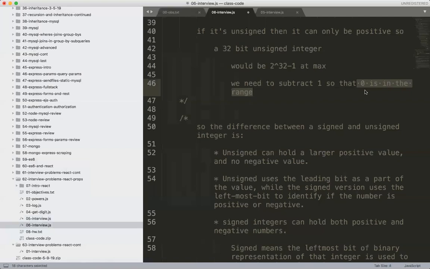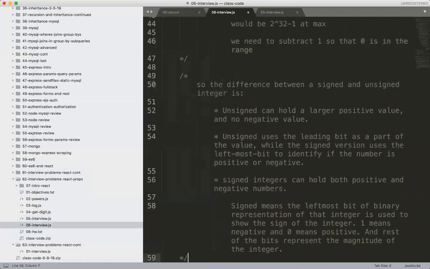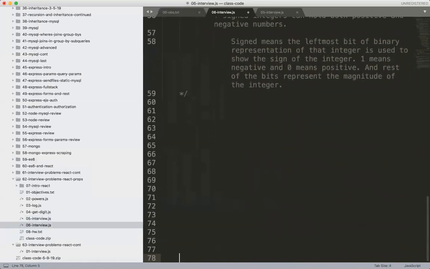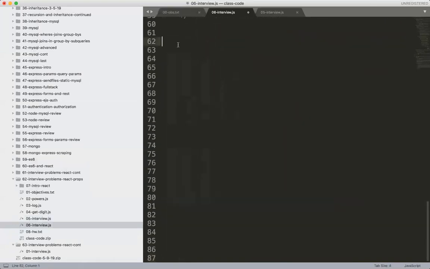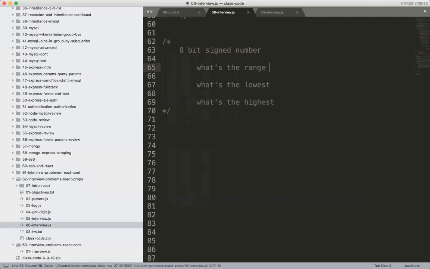So when people say signed or unsigned integers, now you kind of see what signed means. So let's go to the very bottom and test it out. Let's say I have an 8-bit signed number. What's the lowest? What's the highest? What's the range? What's the range of an 8-bit signed number?